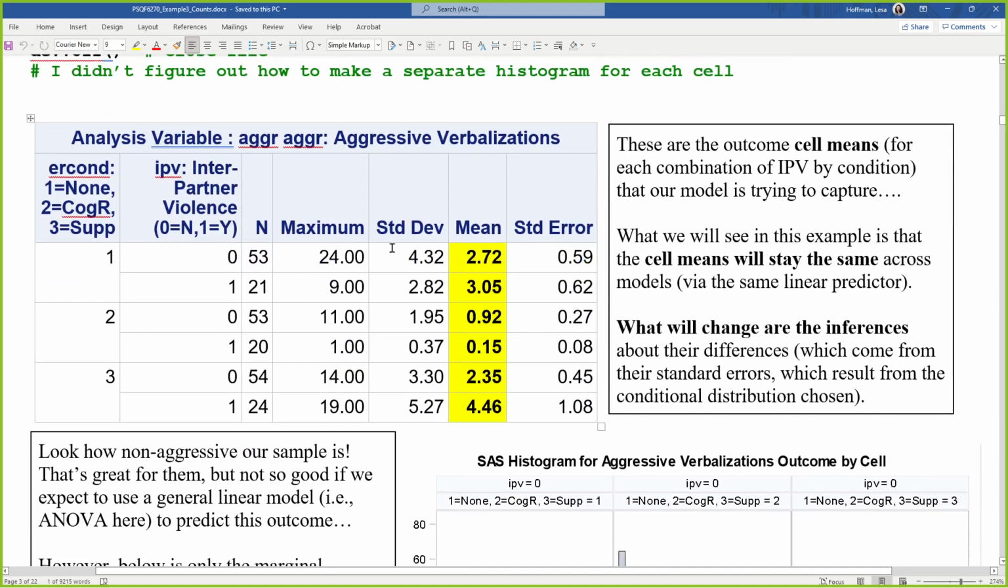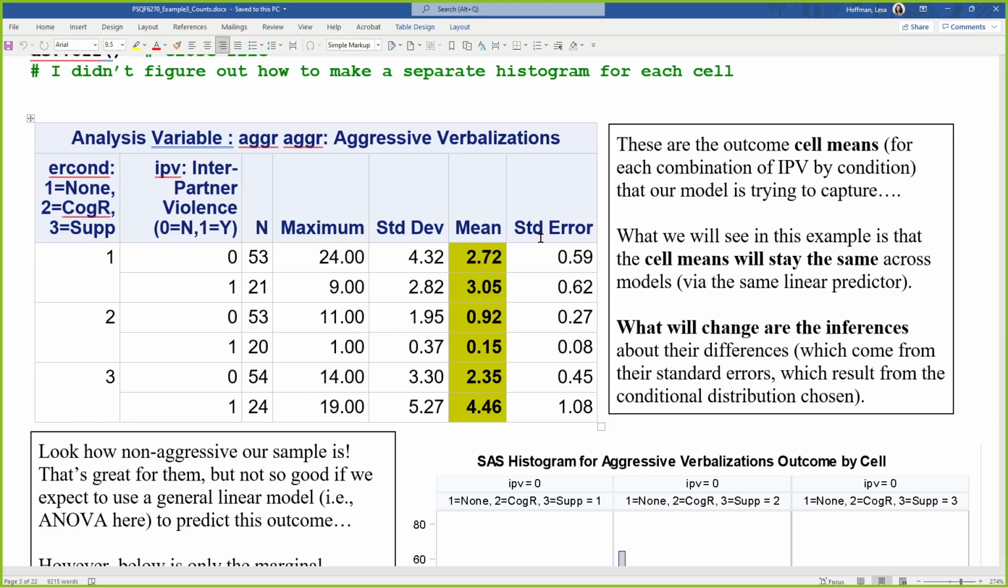But here's the summary of the mean across conditions. Now I've highlighted this in yellow because all of the models that we're going to look at are going to predict those cell means exactly right. Why is that? Because the linear predictor is going to have an intercept and 5 slopes in it. So 6 parameters in the linear predictor are going to exactly recreate my 6 cell means perfectly. So all of our models are going to get this part right. This is the expected count per condition of aggressive verbalizations.